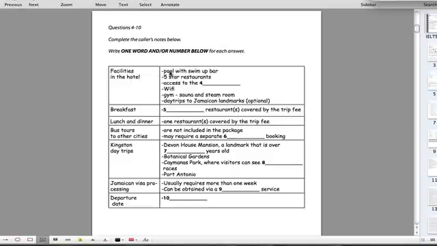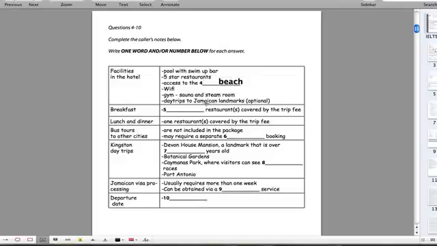We heard the facilities in the hotel. She went one by one through all of them. And you probably caught that she stated there is beach access. So the answer to this would be access to the... And of course, we predicted correctly, it is a noun. So this should be beach.